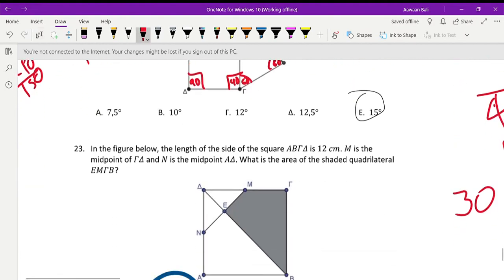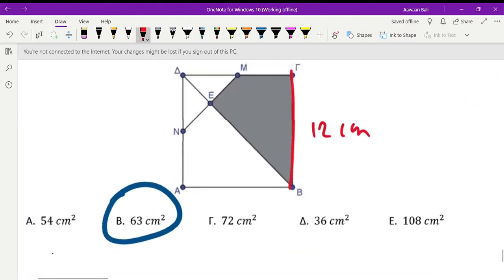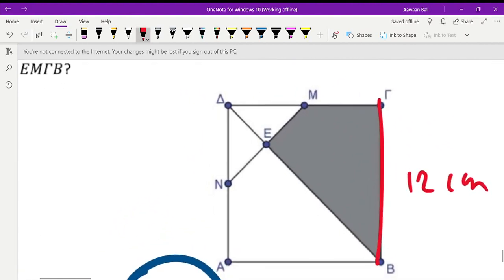Okay. Question number 23. In the figure below, the length of the side of the square alpha, beta, gamma, delta is 12 centimeters. M is the midpoint of gamma, delta, and N is the midpoint of alpha, delta. What is the area of the shaded quadrilateral? You see the shaded quadrilateral. So to find this, we'll have to find the area of the triangle, the half of a square. So basically, 12 squared is 144.